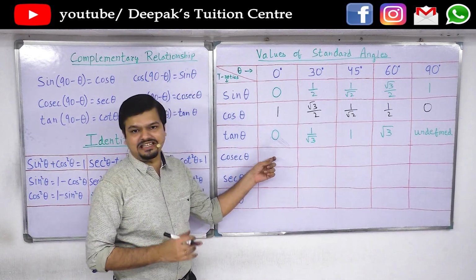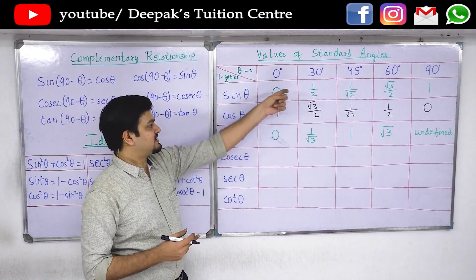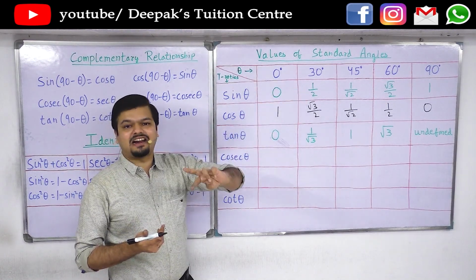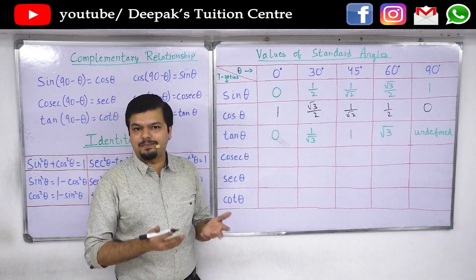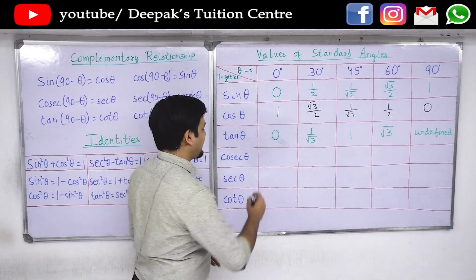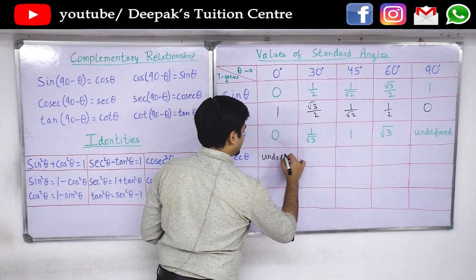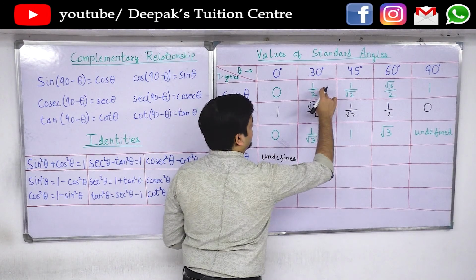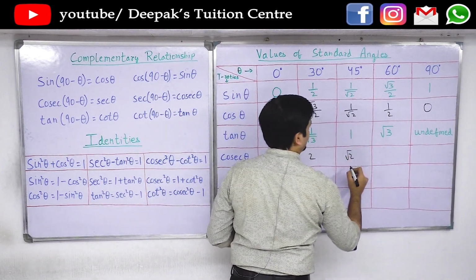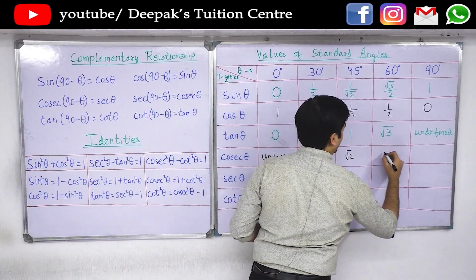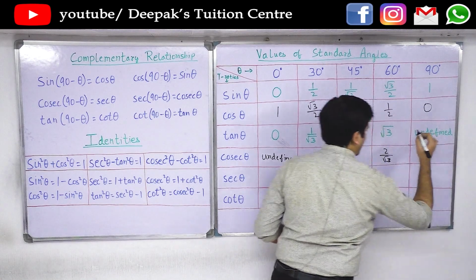The value of cosec theta is basically the reciprocal of the value of sin theta. So 0 is basically 0 by 1 and the reciprocal of 0 is basically 1 by 0. And 1 by 0 is undefined because anything divided by 0 is undefined. So cosec 0 degree is basically undefined. And the reciprocal of 1 by 2 is 2. Reciprocal of 1 by root 2 is root 2. Reciprocal of root 3 by 2 is 2 by root 3. Reciprocal of 1 is 1.